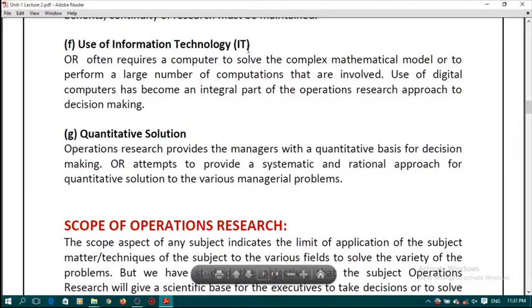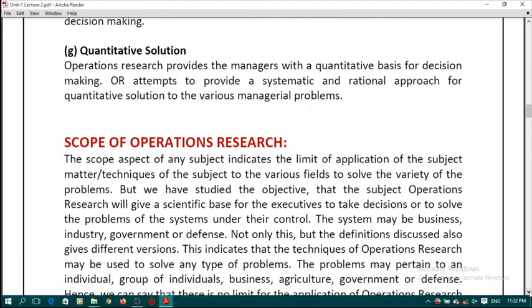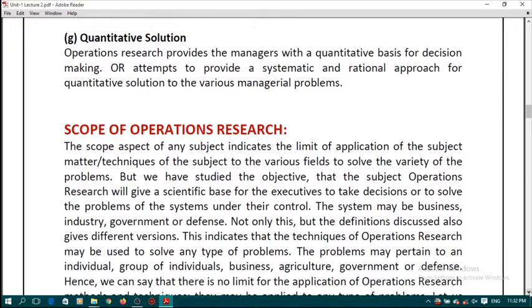Use of information technology. Operation research often requires a computer to solve the complex mathematical model or to perform a large number of computations that are involved. Use of digital computers has become an integral part of the operation research approach to decision making. As in operation research you need to deal with a lot of data, a computer is also essential there.